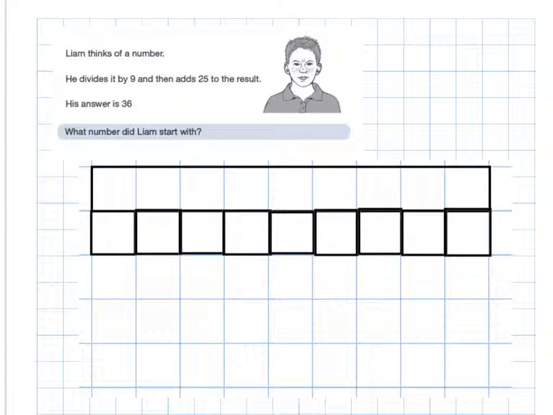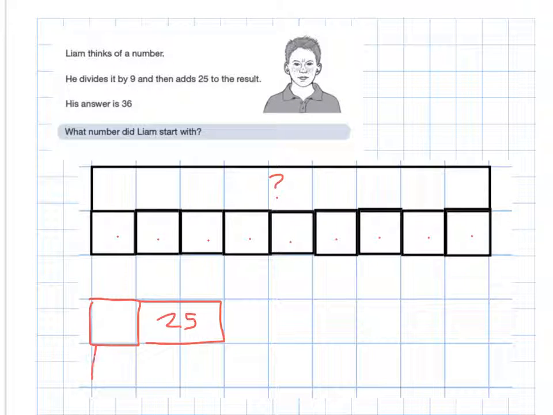Here we have Liam again. He is thinking of a number, so I drew that number across the top in this big bar here. We don't know what it is yet. We do know he divided it by 9, so it's 1, 2, 3, 4, 5, 6, 7, 8, 9 boxes. I'm going to take one of those boxes because that's the answer when he divides it by 9, and he adds to that 25. Okay, so I can put my 25 in that box because that's what I do know.